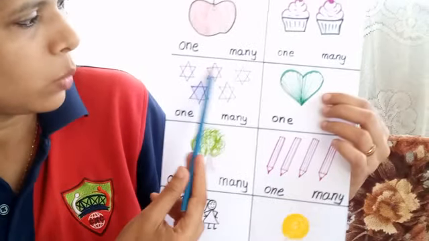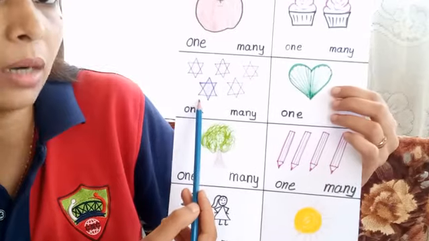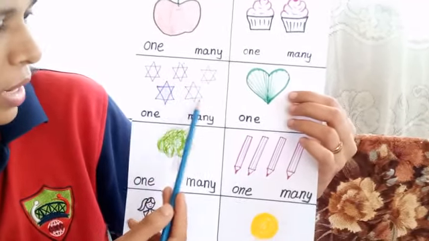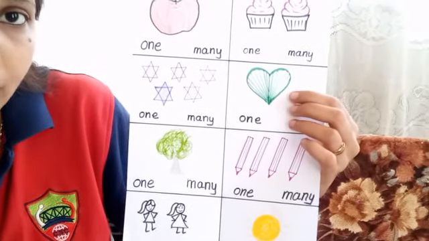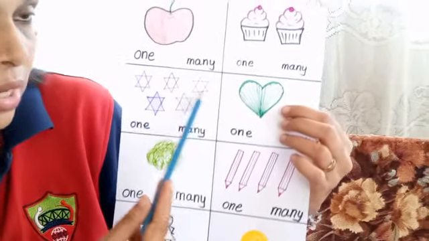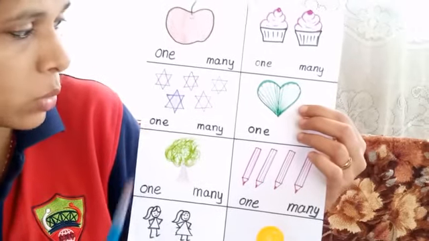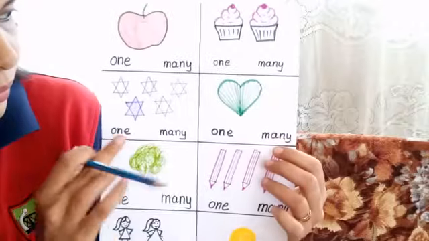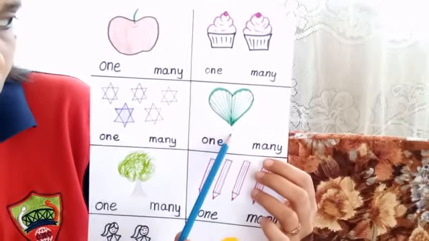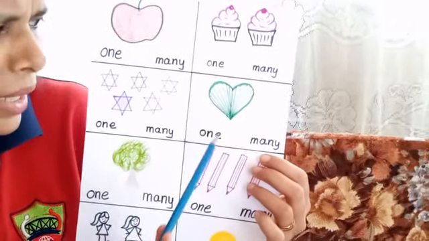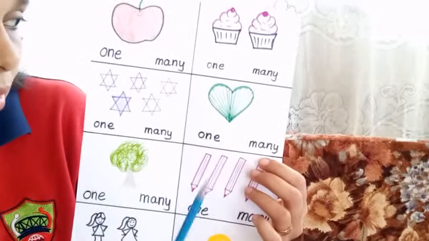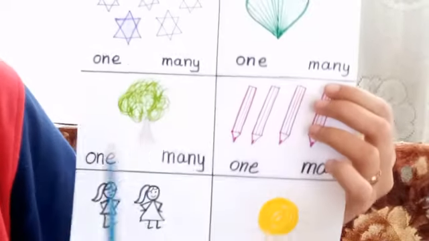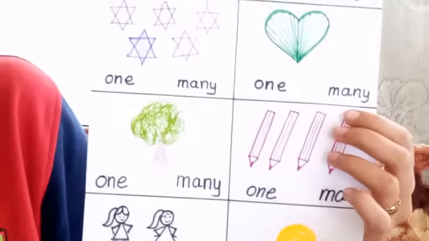Here, what is this? These are stars. 1, 2, 3, 4, 5. How many stars? 5 stars. So, here we have more than one star. So, we can say many stars. Children, here we have one or many hearts. Yes, here we have only one heart. So, it's one. Here we have one tree.